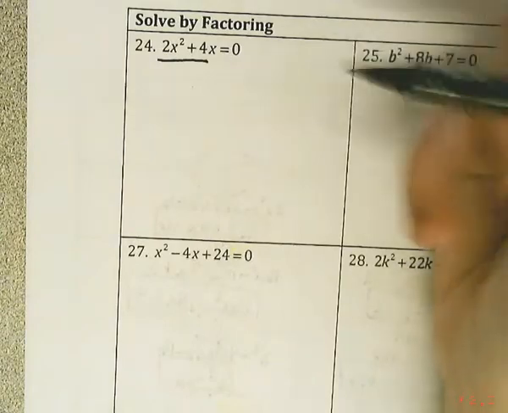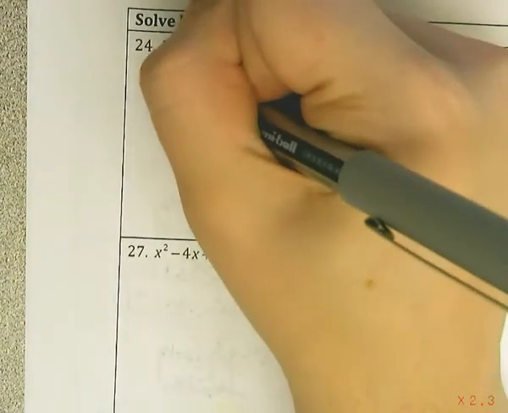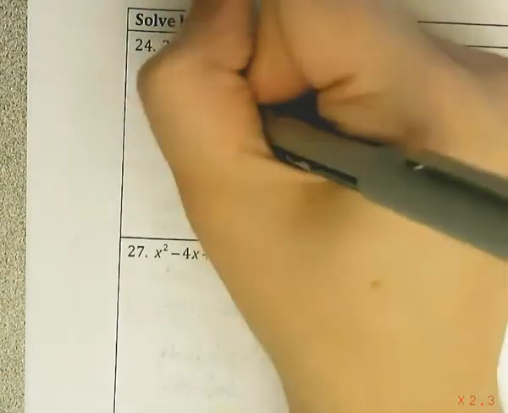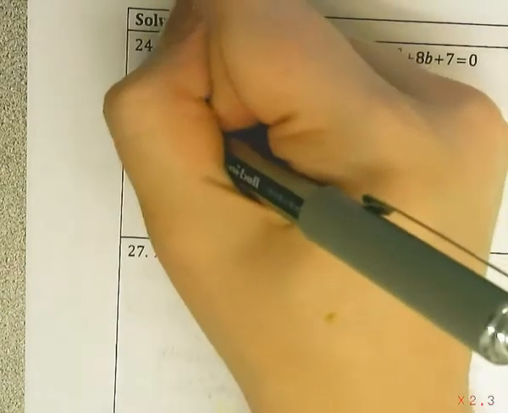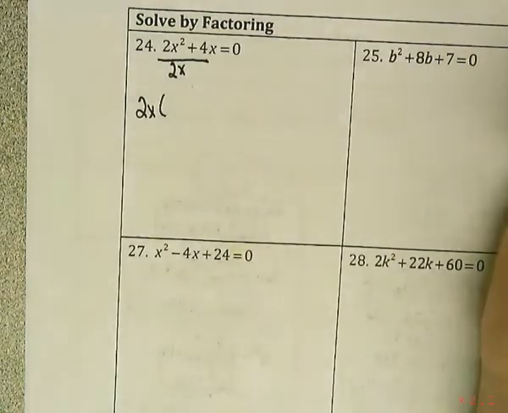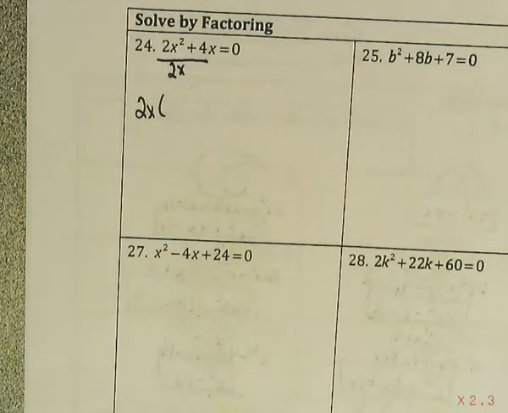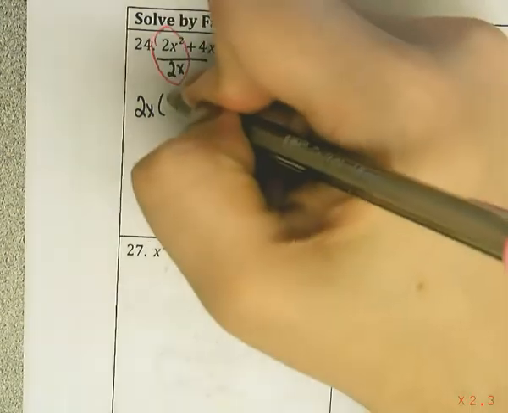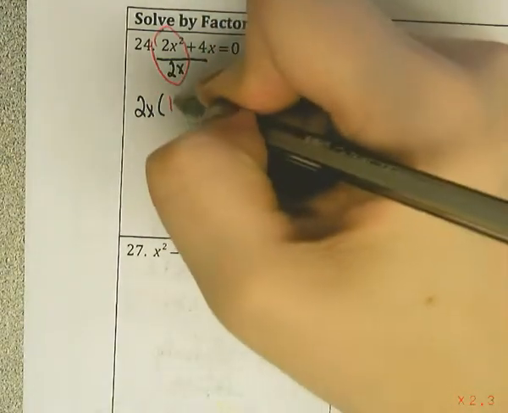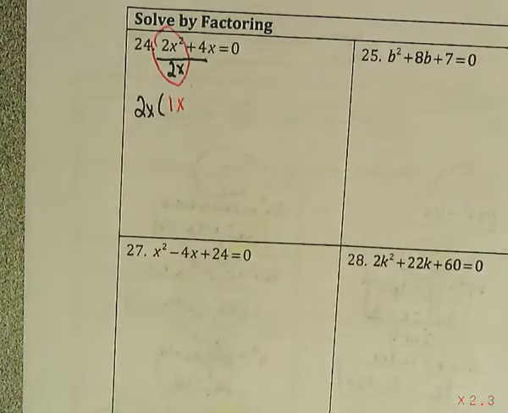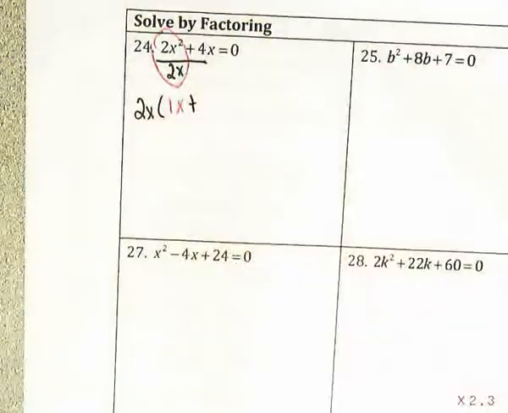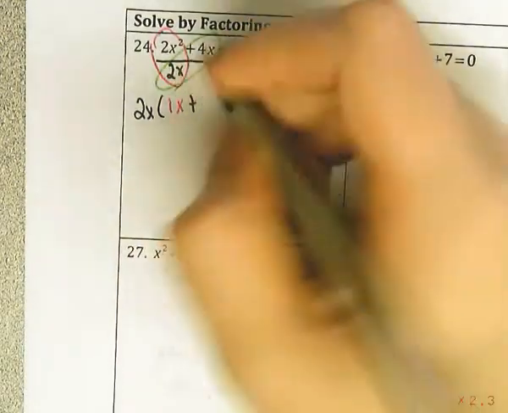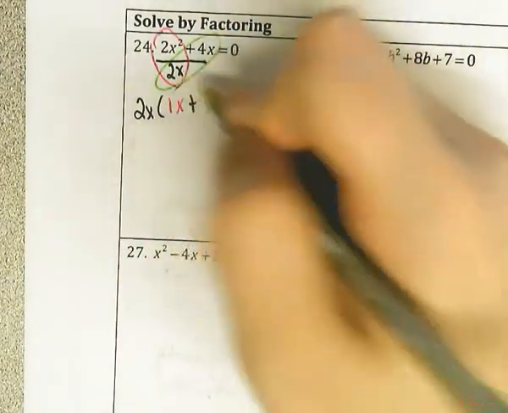The biggest number that we can divide both 2 and 4 by is 2. The biggest number we can divide x squared and x by is x. So we're going to actually divide that. So 2x times, the first is 2x squared divided by 2x. 2 divided by 2 is 1. X squared divided by x is x. Plus, then it's like doing 4x divided by 2x. So 4 divided by 2 is 2. X divided by x is 1.